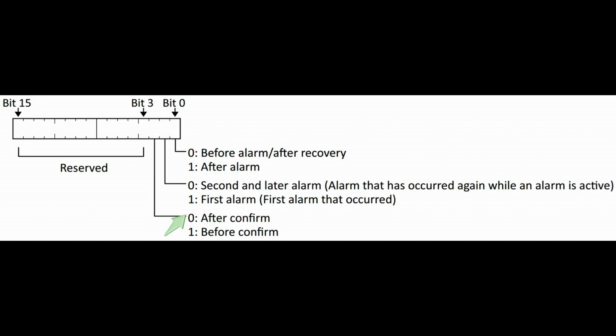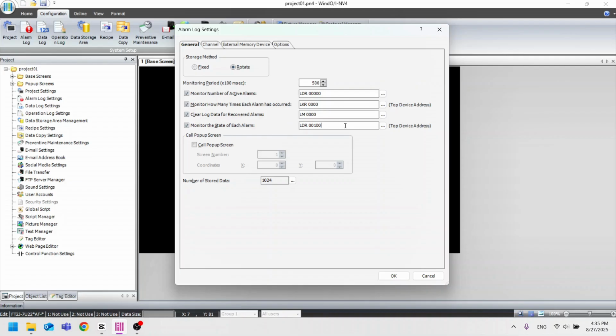Bit 2. This bit indicates if the alarm has been acknowledged. It is 1 before the alarm has been acknowledged. It is 0 after the alarm has been acknowledged. When this feature is enabled, you can use this device address in your control logic or to create more complex status displays on the HMI.